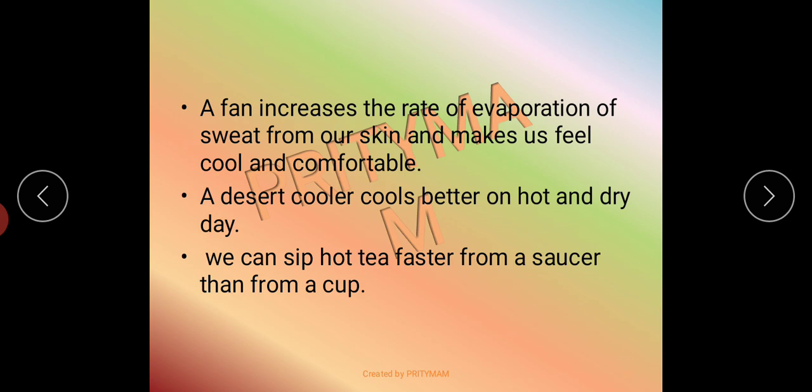Students, it is a common observation that we are able to sip hot tea faster from a saucer than from a cup. This can also be explained in this way, that a saucer has a large surface area, and due to the large surface area of the saucer, the evaporation of hot tea or milk, whatever we have taken, from the saucer is faster. And this faster evaporation cools the hot tea or the milk more quickly, making it convenient for us to drink from it.